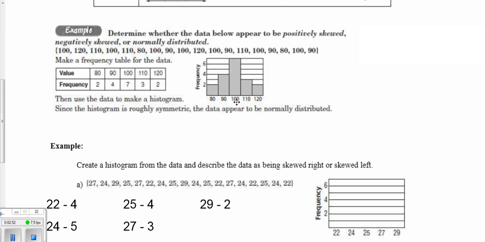You can notice that the one that has the most is in the exact middle. It's not a little to the left, it's not a little to the right, it is the exact middle, so this would be normally distributed.